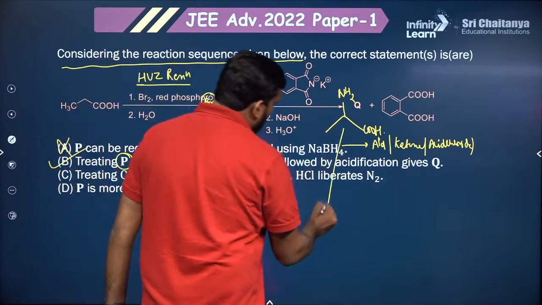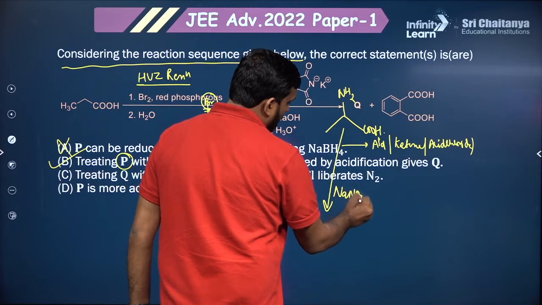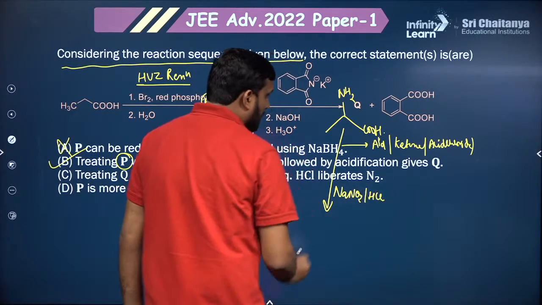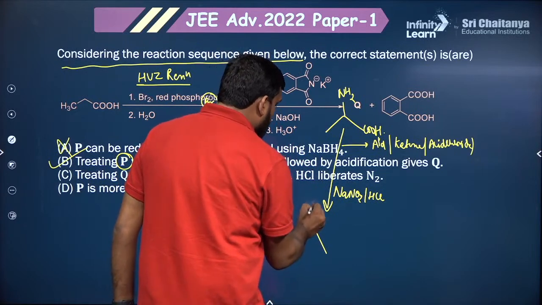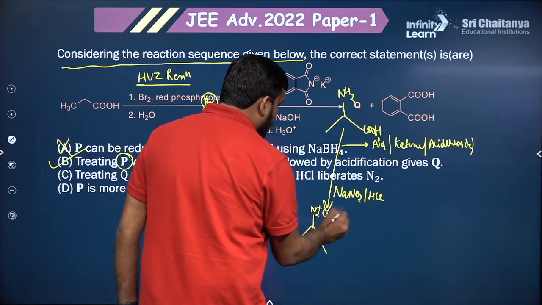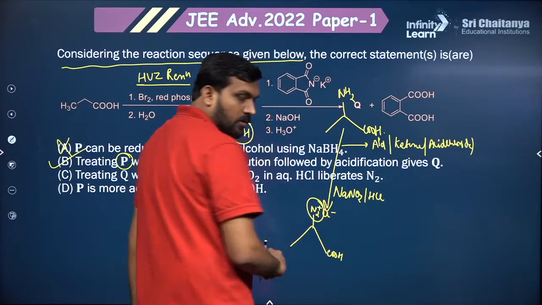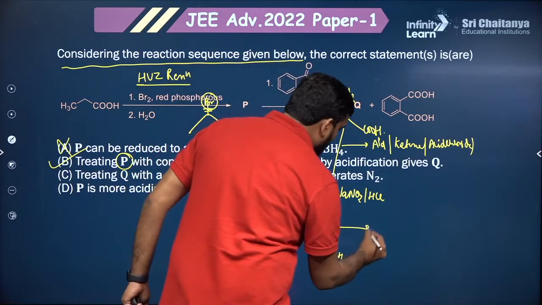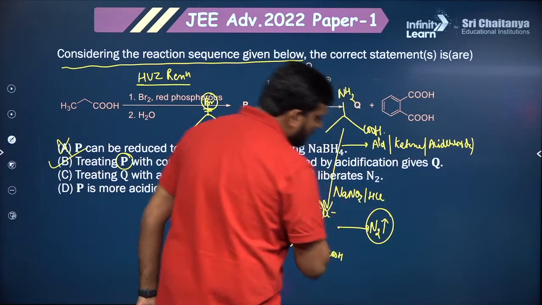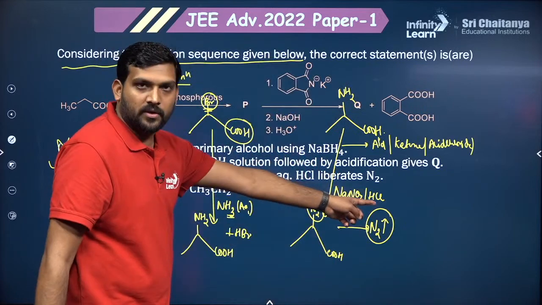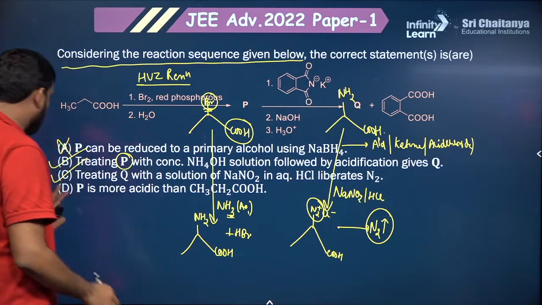Going for option C: treating Q with a solution of NaNO2 in aqueous HCl. Yes, all primary amines when treated with NaNO2 and HCl form a diazonium salt, which here will be N2+ Cl- with COOH, and this is highly unstable. It releases nitrogen gas, and nitrogen is also a good leaving group. This can also be a reason. So C will also be a correct answer.